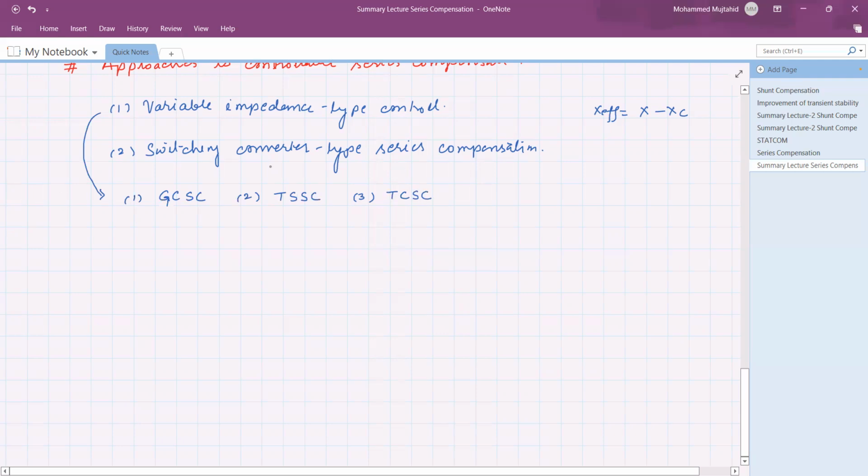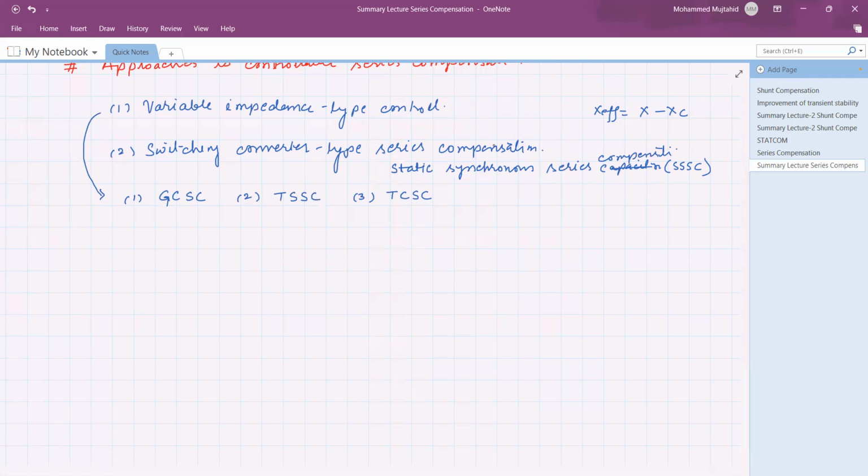Whereas in the series compensation, in the switching converter type, it is called a static synchronous series compensator. So it is called SSSC. It is not a capacitor, it is a compensator. So in the switching converter type, there is a static synchronous series compensator, that is SSSC.